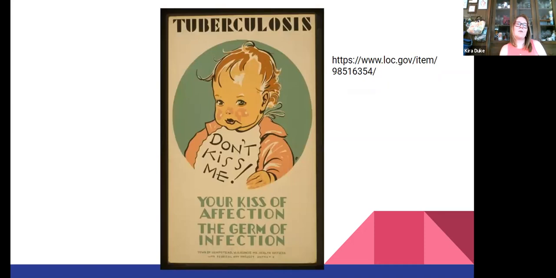And the final poster, tuberculosis. We see the picture of the small child here, and it says, "Don't kiss me, your kiss of affection, the germs of infection." And of course, this gets back to just how highly contagious TB was. If you had someone who was sick with TB and they kissed a small child, and we think about how small children don't have the most highly developed immune systems, odds are those kids would get sick. And this is really relevant. We see lots of promotion every year now during cold and flu season about the importance of protecting small children from the cold, flu, and RSV. That gets back to the same concept that we see here in this public health campaign poster.